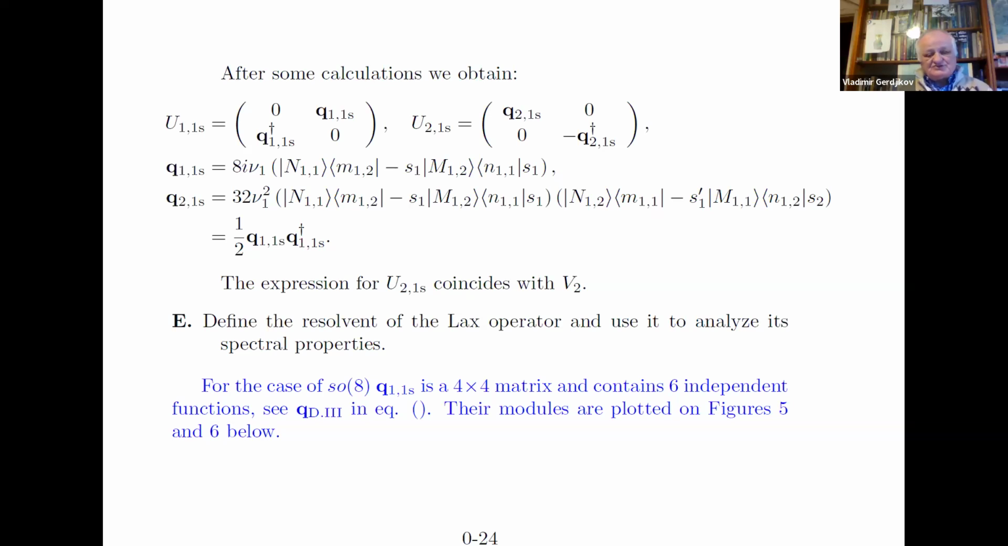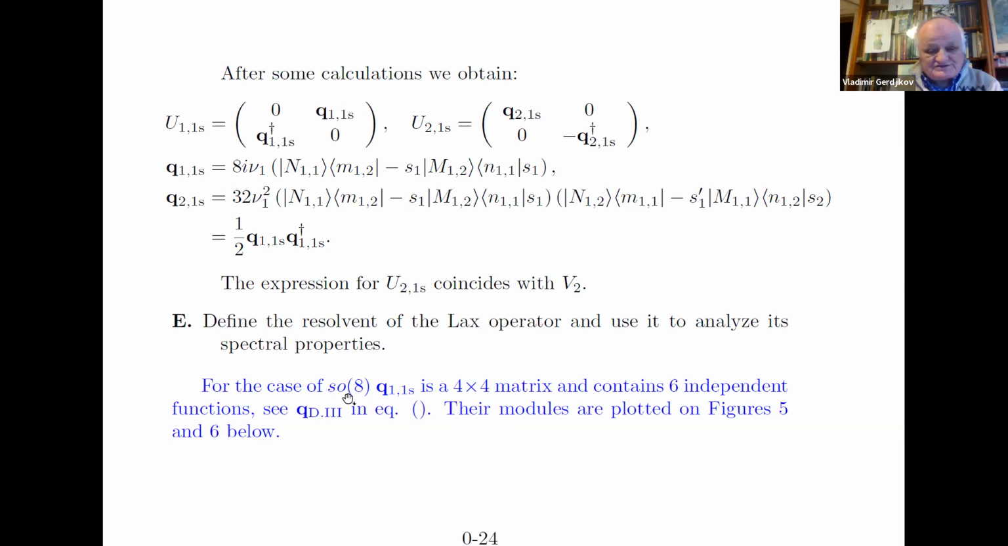Okay, you could continue, of course, and probably I also will continue some later time. Define the resolvent of the Lax operator and use it to analyze the spectral properties, etc. But okay, sometime later this will be done.